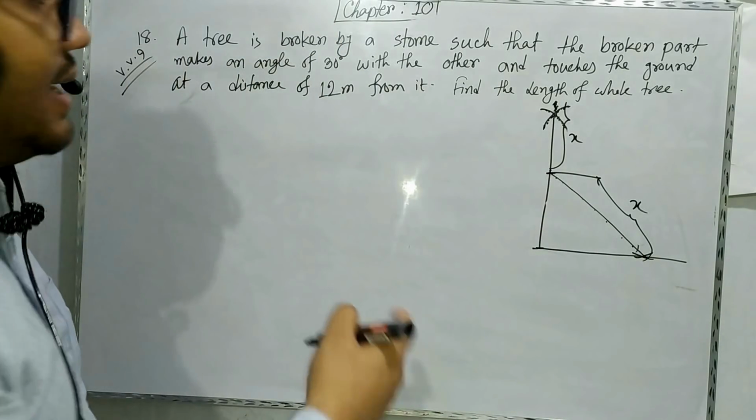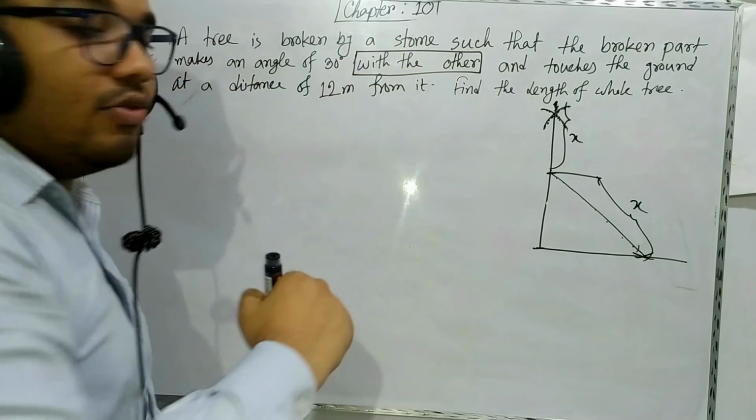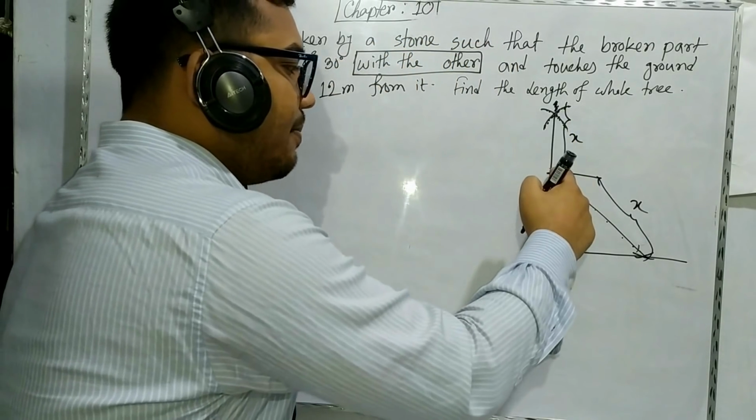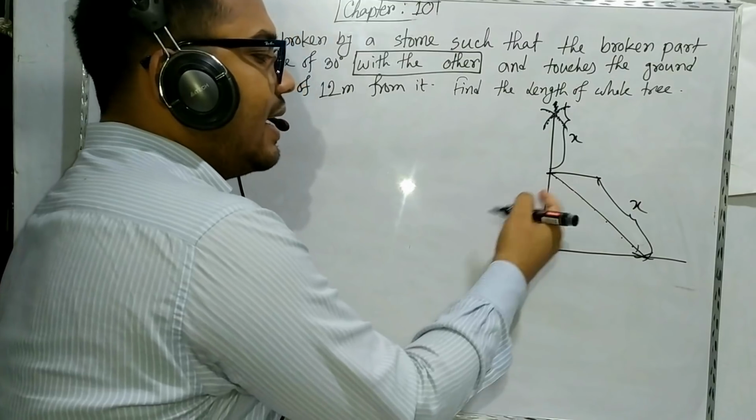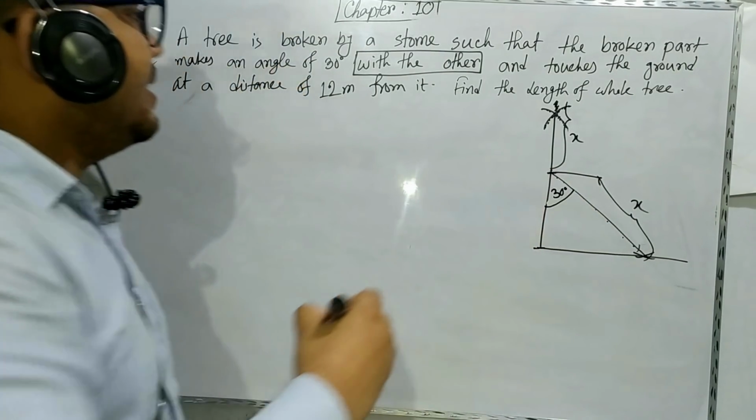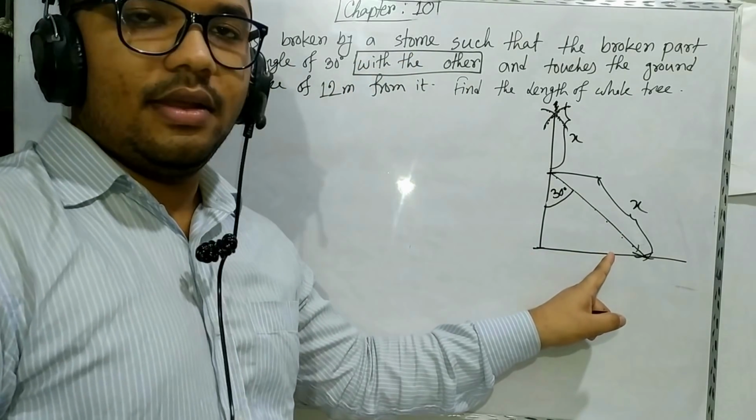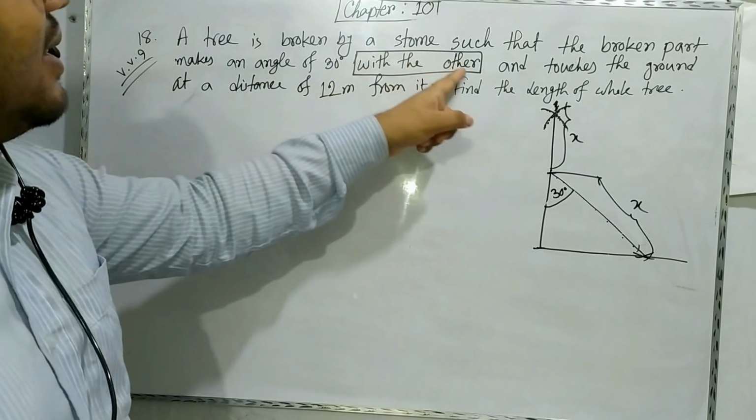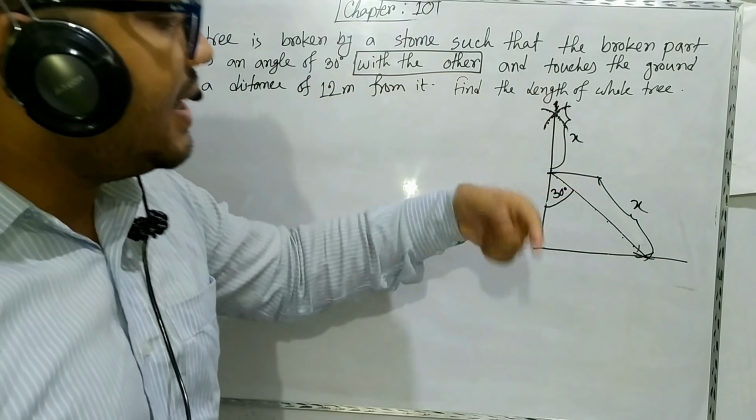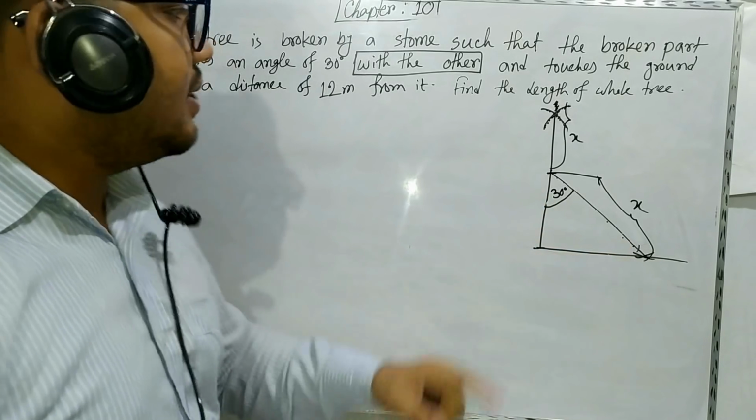By which way? That's a very important part. With the others, not with the ground. So this broken part creates an angle with the others. That means the angle has been created here. If it were talking about the ground, then the angle must be here. But since it is called with the others, the broken part makes an angle with the others. That means the angle will be this, not here. This is the first part.